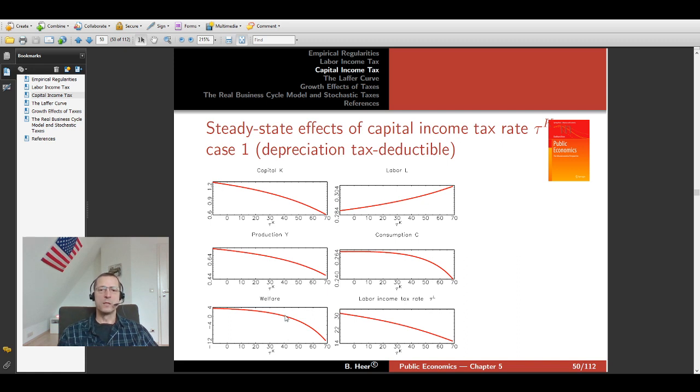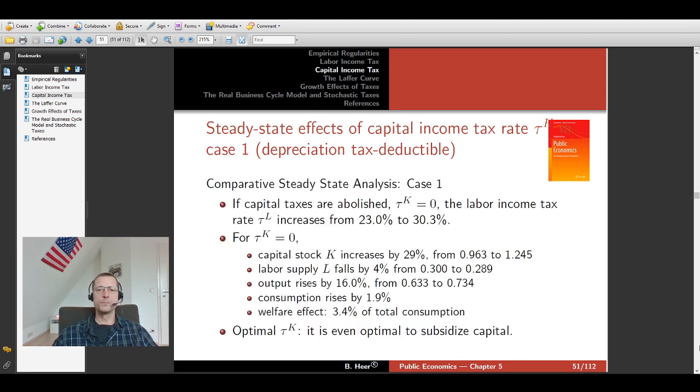And if we compute the consumption equivalent change, so by how much we could increase consumption in the old steady state at the capital income tax rate of 41%, we find that consumption could increase by almost 4%, 3.4%. So here are our quantitative effects.